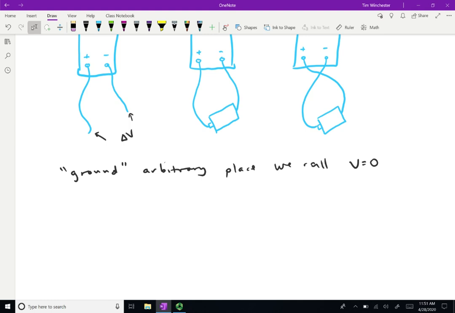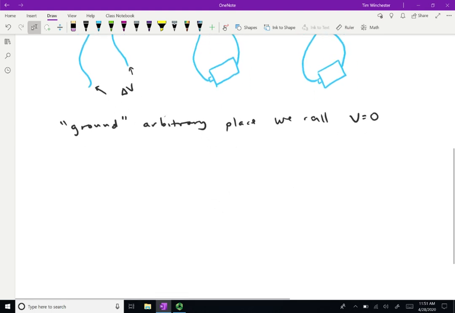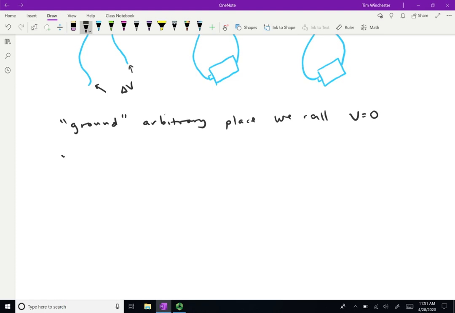Okay, so another word that you will hear in reference to electric potential and electric potential difference is the word voltage. Okay, so I discourage you from using the word voltage in this class. I think you're better off just never using it. And the reason for that is because it is vague.